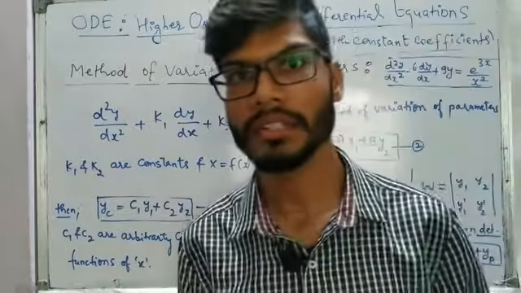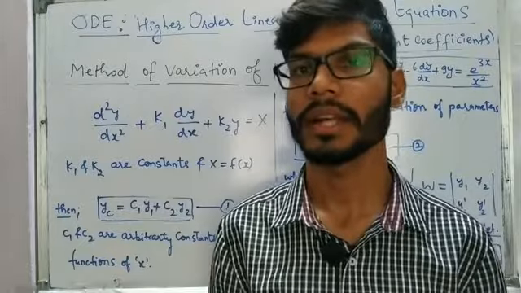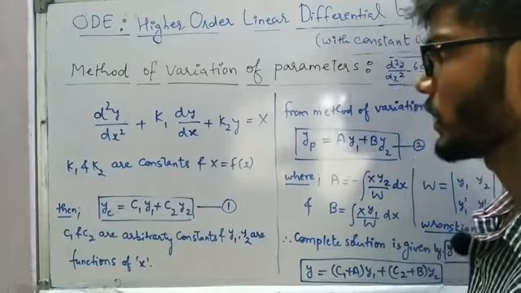and then I said if we have capital X as the function of x, but it is not at all going to be any of those 5 cases, then we are going to make use of method of variation of parameters. So that we have to discuss.